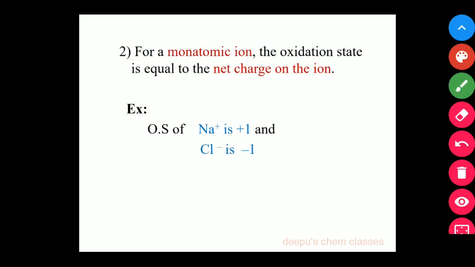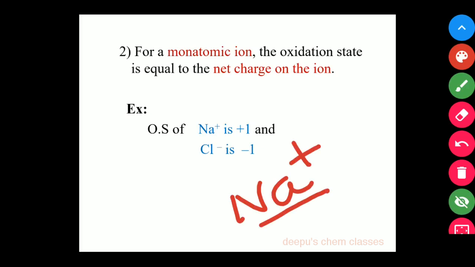Then the second point, for a monoatomic ion. Just now we have seen Na plus. What is the charge possessed by sodium here? Plus 1. Then the oxidation state of sodium is plus 1. Okay. What is the charge possessed by chlorine? Minus 1. Then what is the oxidation state of chlorine? Minus 1. So similarly, if it is a monoatomic ion, we should consider the net charge of the ion as the oxidation state. Okay.